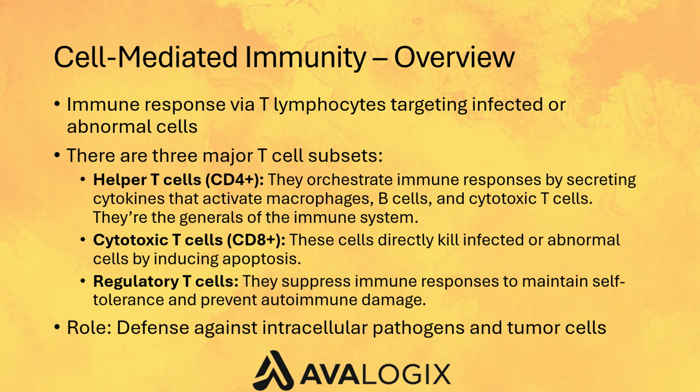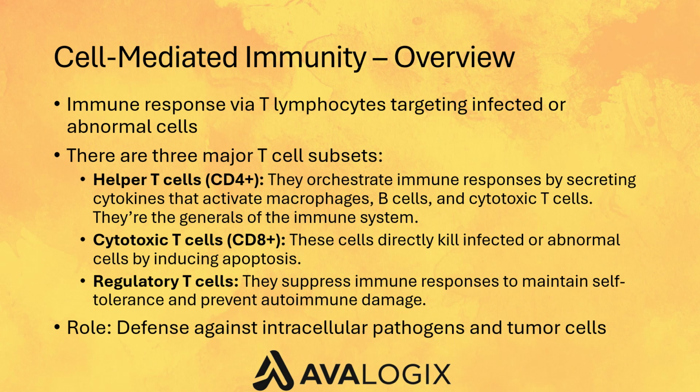Helper T cells, CD4 plus, they orchestrate immune responses by secreting cytokines that activate macrophages, B cells, and cytotoxic T cells. They're the generals of the immune system. Cytotoxic T cells, CD8+, these cells directly kill infected or abnormal cells by inducing apoptosis. Regulatory T cells, they suppress immune responses to maintain self-tolerance and prevent autoimmune damage.